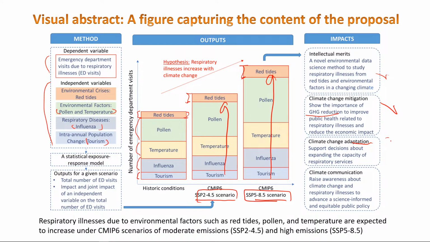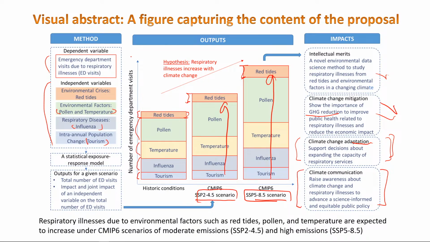Now, people might start to be interested here because sometimes people don't want to change what they do. So they'll just keep doing what they want to do. We will be in trouble and then we will adapt to this trouble. So here I'm explaining how this could help you adapt. And then climate communication: raise awareness about climate change and respiratory illness to advance science-informed, equitable public policy. So this is also climate communication. So I'm showing the impact here.